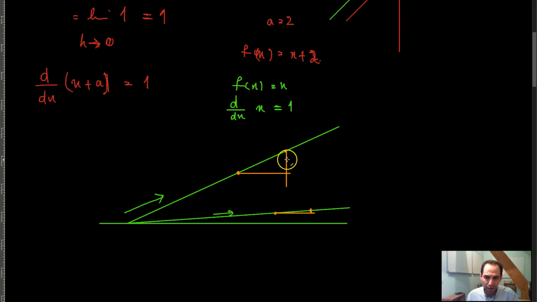Which means that in this case, for example, the slope would be much closer to one than this case. In this case, basically, the slope of the line is very close to zero, because the slope of this line would be rise over run, meaning this length divided by this length.